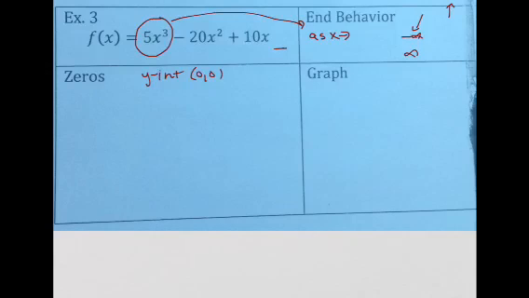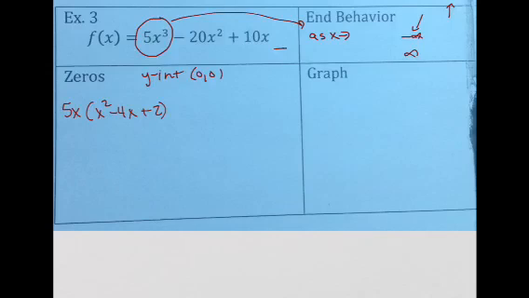So now we go ahead and we factor. So the greatest common factor here is 5x. And so I get x squared minus 4x plus 2. Okay, so this quadratic does not factor.